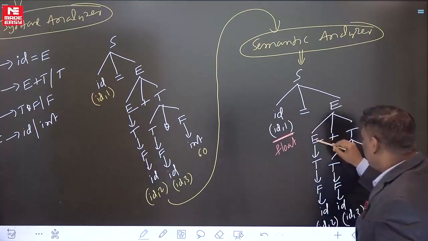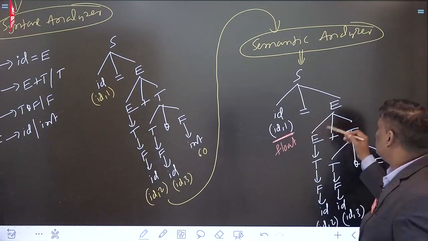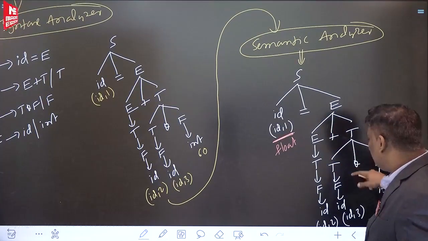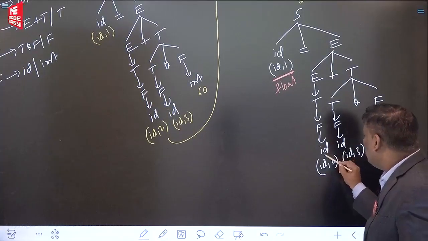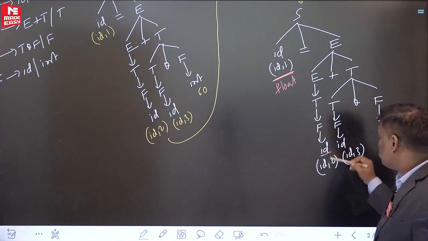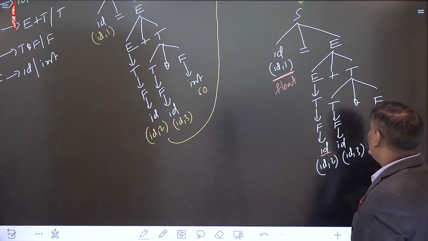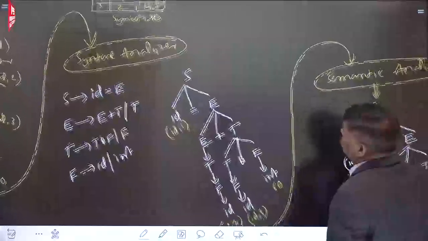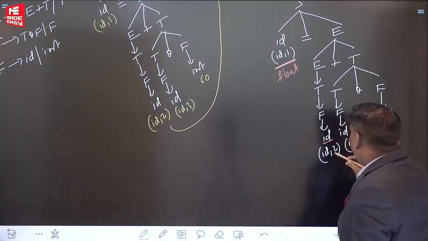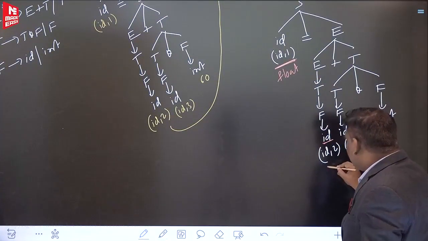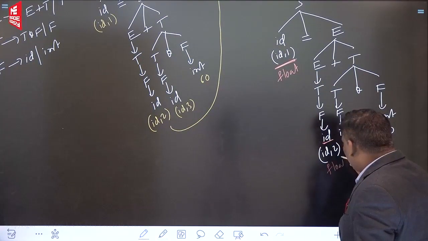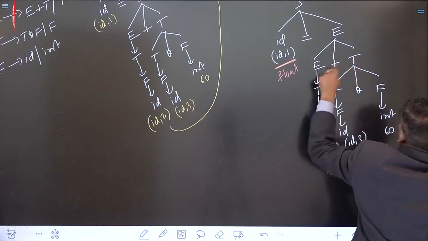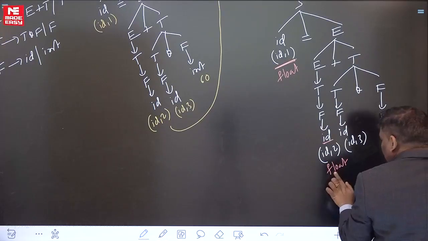Let's check here. E goes to E plus T. It's something like a program. E goes to E plus T, left: E goes to T, T goes to F, F goes to ID. ID means identifier, and identifier means the token number is there. Using this token number, can you see the symbol table second row? Who is there? Y, and the type is float. This is also float. To do this plus operation, left is required and right is required. Left is float.